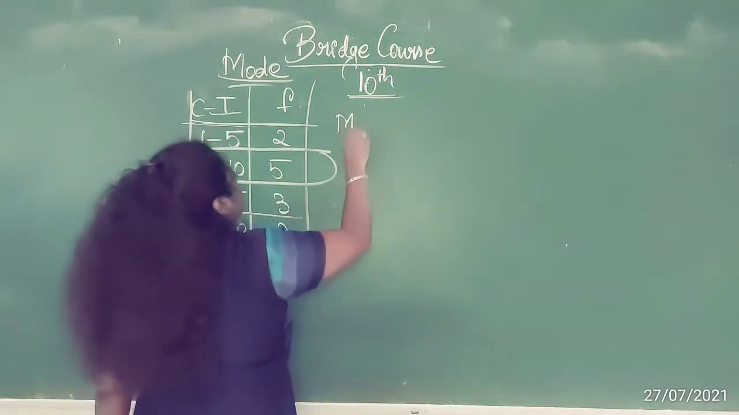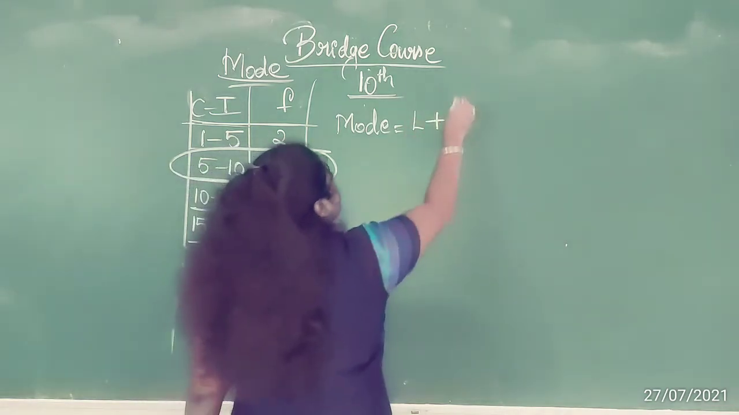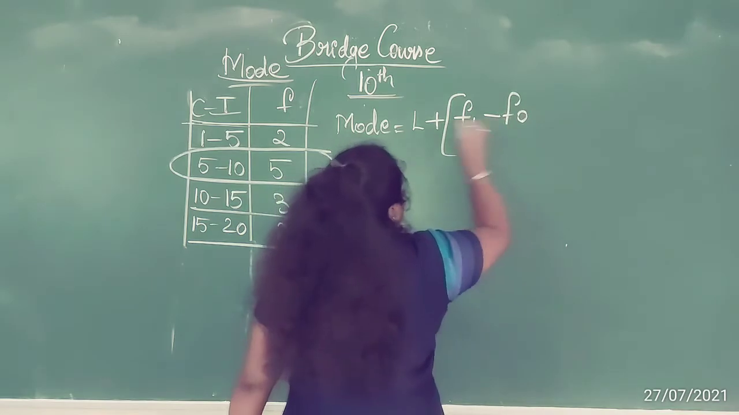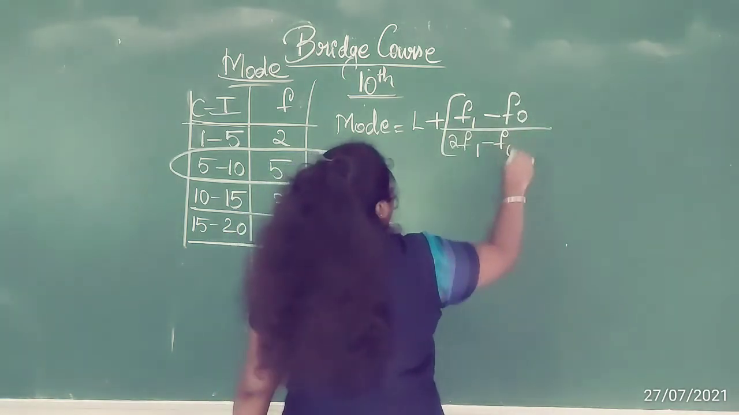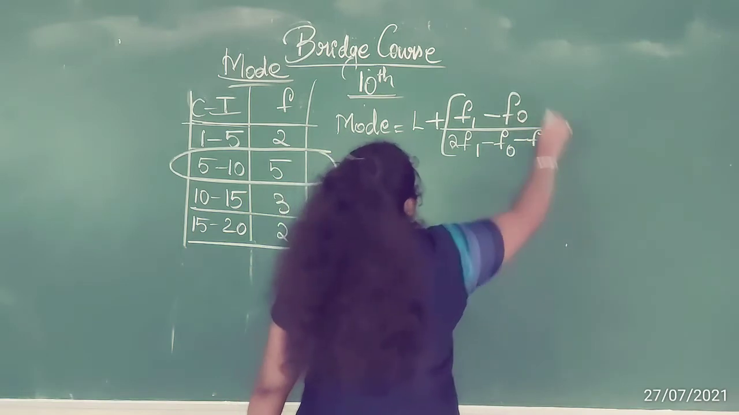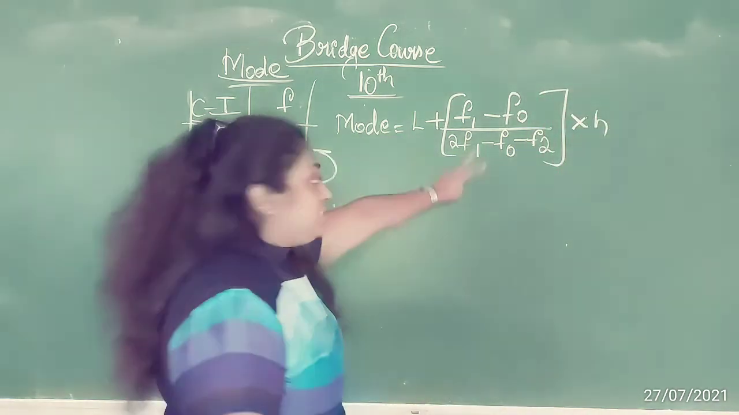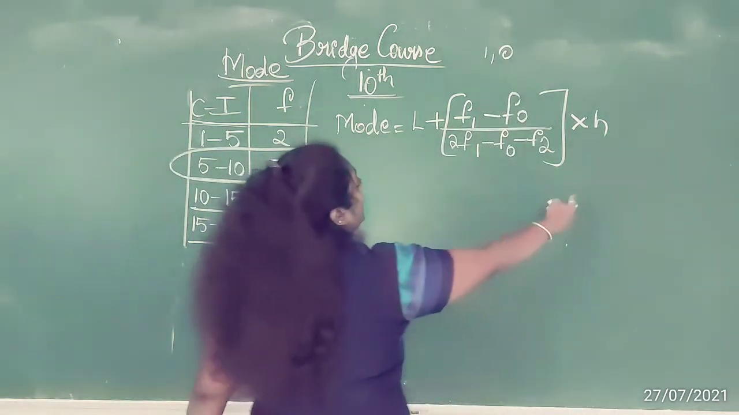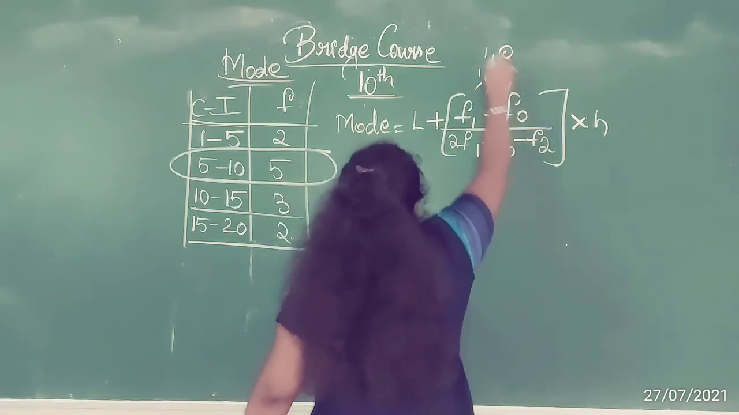Now mode is equal to L plus (F1 minus F0) divided by (2F1 minus F0 minus F2), into H. Here what you are supposed to remember is that the upper one is F1, F0, and the lower one is F1, F0, F2.